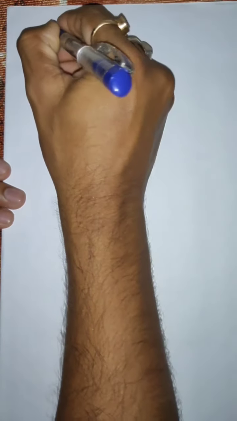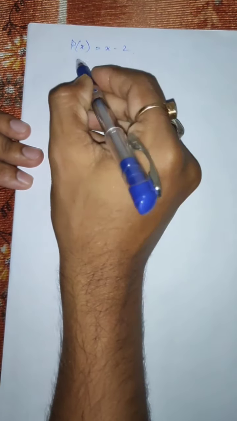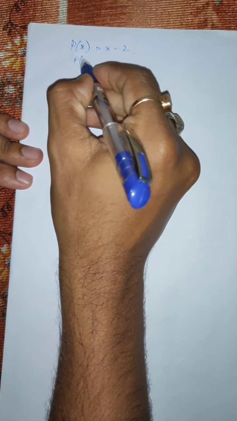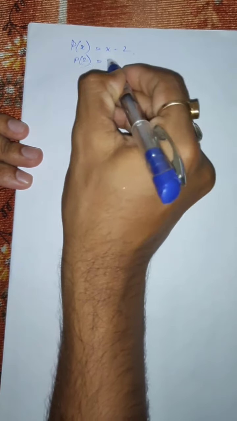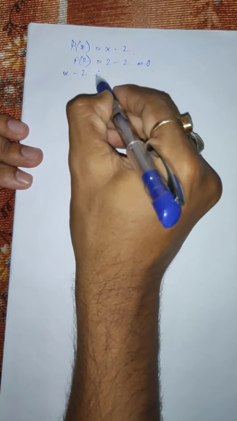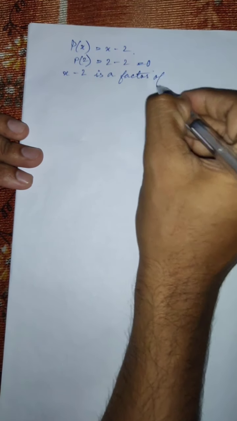So suppose I am randomly considering a polynomial, p(x) is equal to x minus 2. Now here the factor theorem says that x minus a is a factor of p(x) if p(a) equals 0. So here if we place p(2), then 2 minus 2 equals 0, then you can say x minus 2 is a factor of p(x).